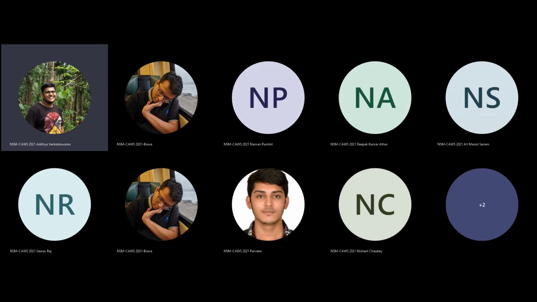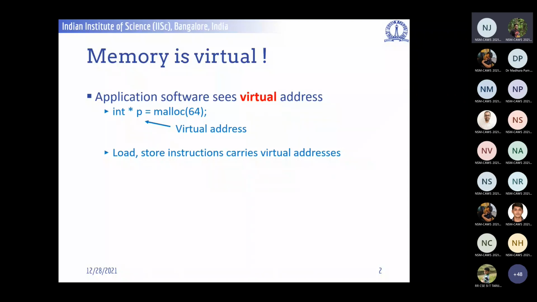Talking about virtual memory. To the application, the memory is virtual. When you allocate some memory from the application, say you do a malloc, what you get back is a pointer, and a pointer is nothing but a virtual address. It's actually an integer containing the virtual address of where you want to place your data structure, for example. And all these instructions, load and store instructions, carry virtual addresses. That is because that is what the software can see.